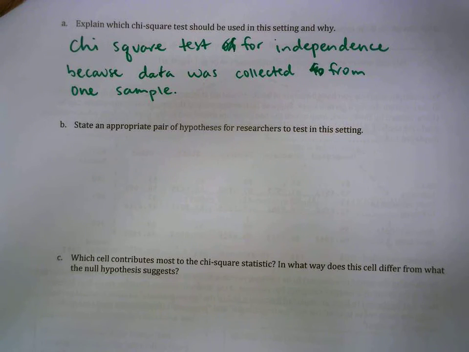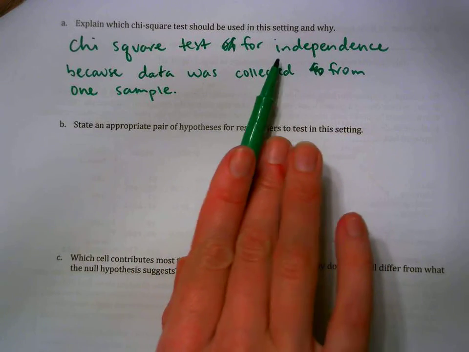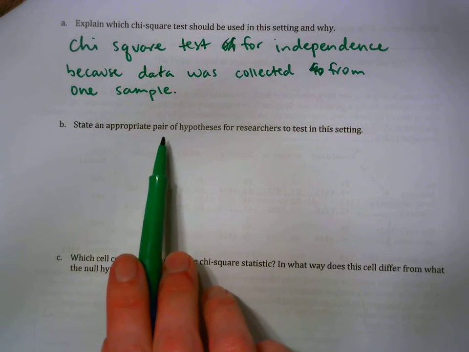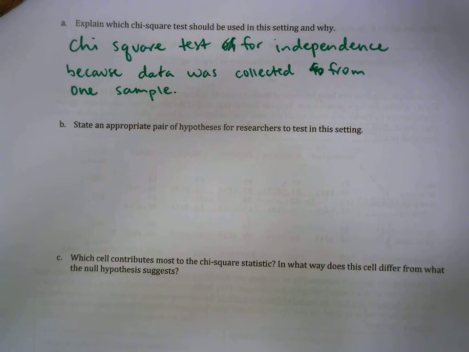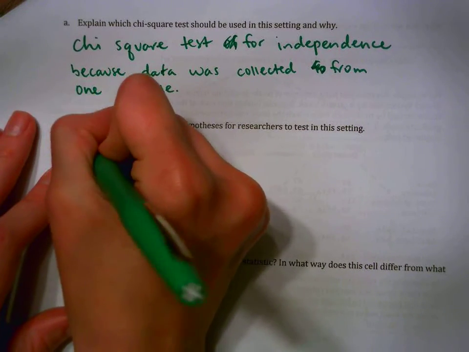Okay, so that tells us it's independence because it was one sample. Now it says, now that you decided it's independence, you should be able to set up your hypothesis for research. So what would your H0 be?